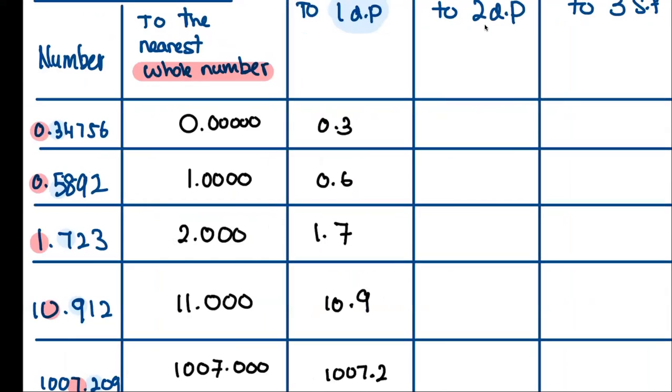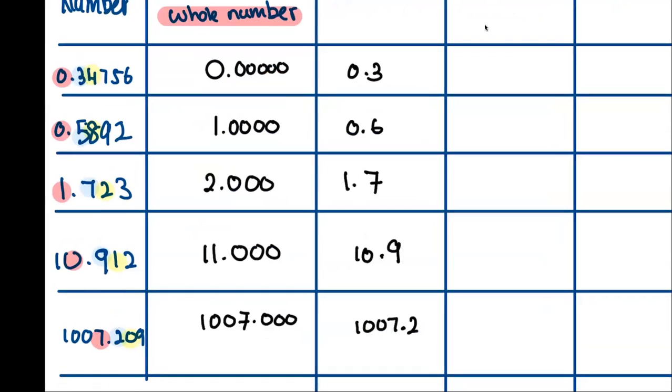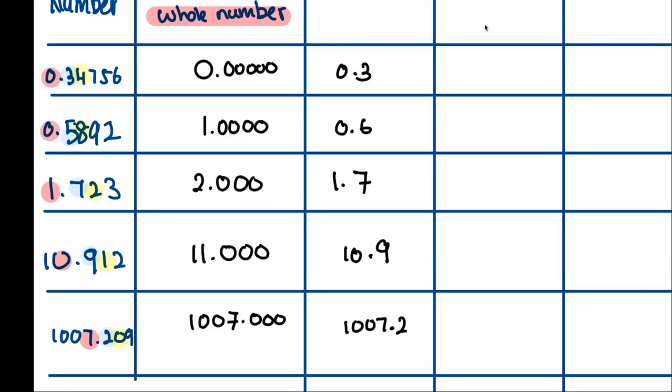Okay, now we need to look at 2 decimal places. So let's change it to yellow in color. So 2 decimal places here. We're just going to take the second decimal place. Here, here, here, here, and here. If it is 5 or more, then we're going to increase it. So the first one, it is 5 or more because it's the number 7. 0.35. We need to add 1. 0.59. 1.70. 10.90. 1007.21. Okay, as you can see, we only increase when this is 5 or more.